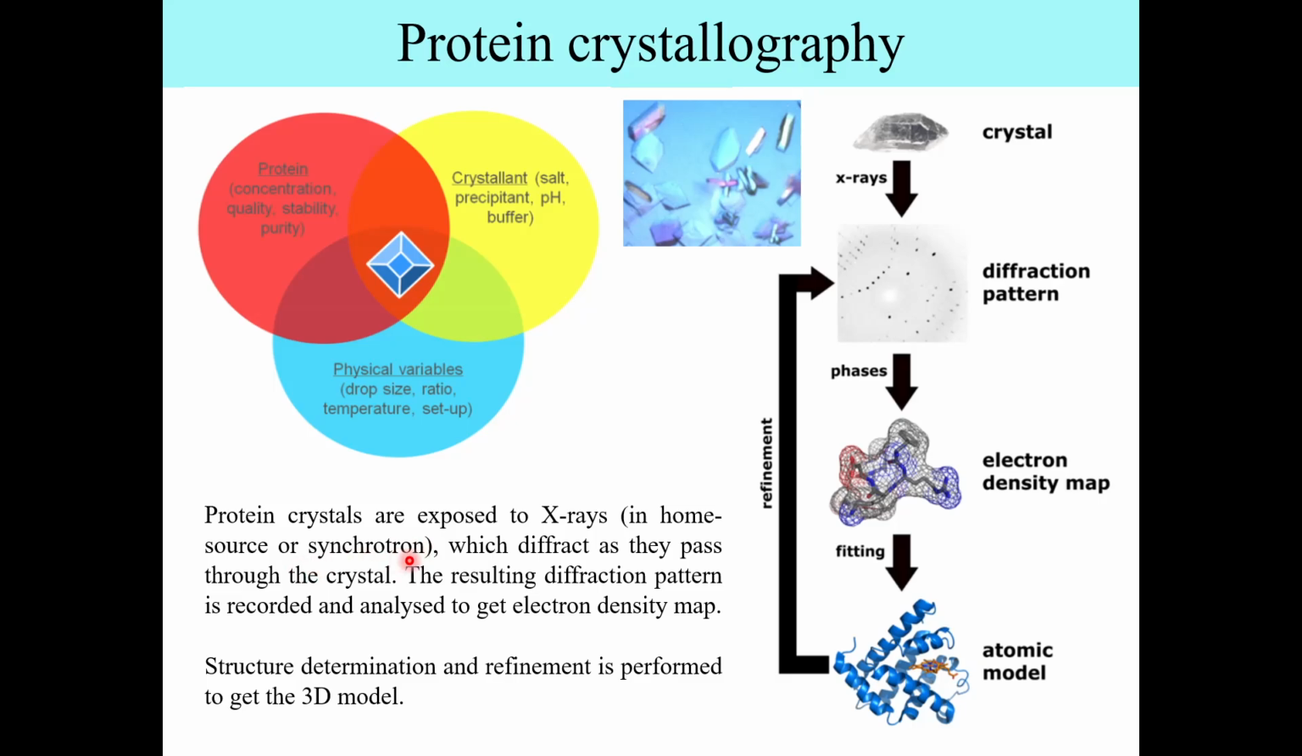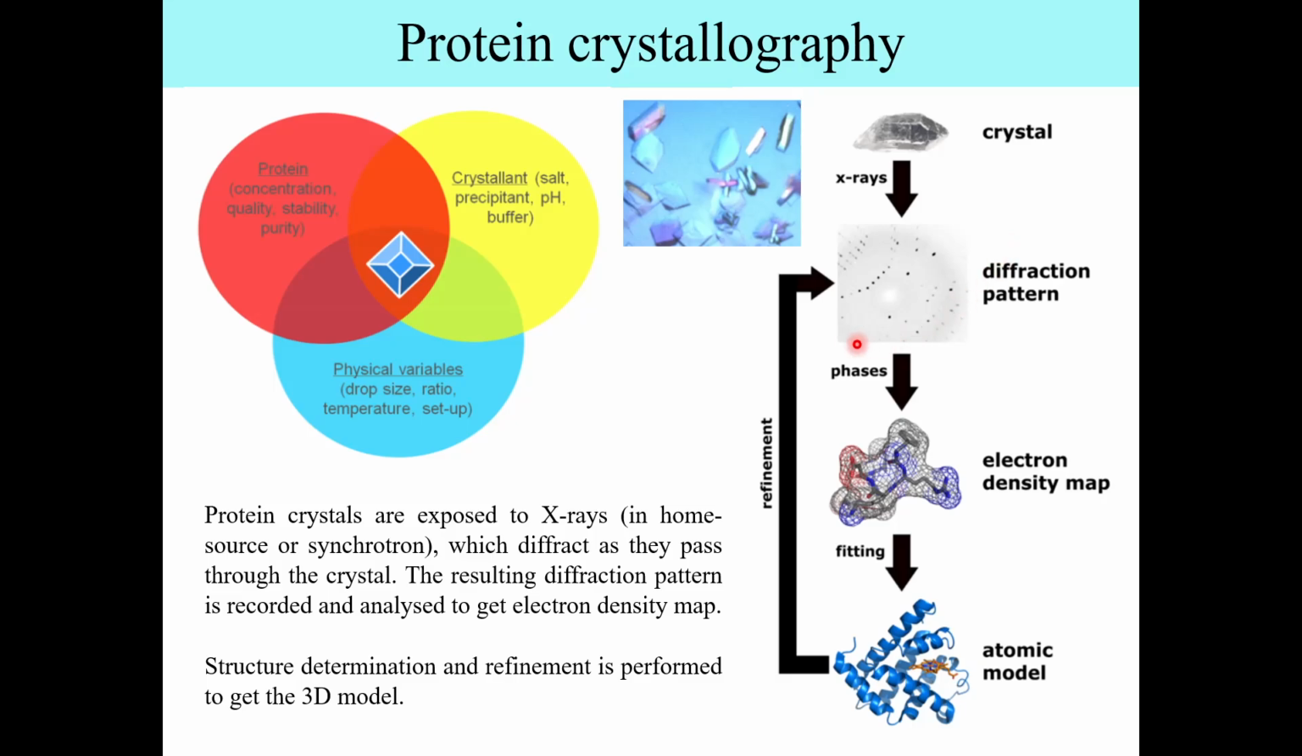So a synchrotron is a huge setup where electrons are going around in circles, and from here the X-ray is emitted and this X-ray is subjected to fall on the crystal. Then what happens, based on the position of electrons in the crystal, you get a diffraction pattern.